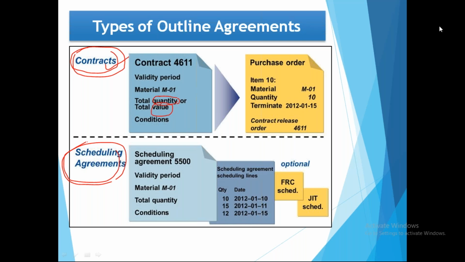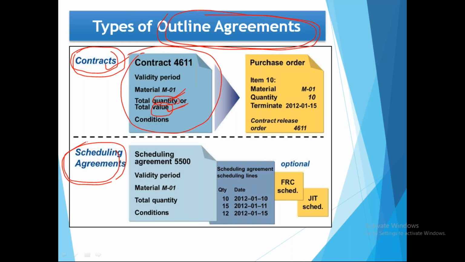So here you can have a contract with a vendor for a particular period for some quantity. That means I'm going to purchase this much quantity from you for a period. Or you can have a contract with your vendor for a particular value. That means I'm going to purchase materials worth this much value. That kind of contract you can have. That is why they are called outline agreements. You already have an agreement with your supplier, vendor.